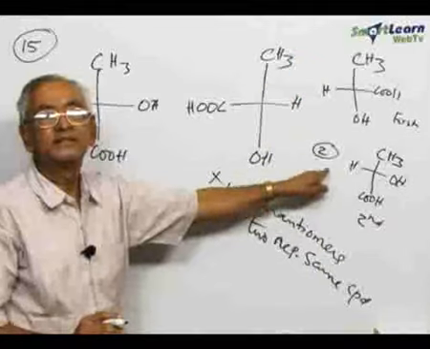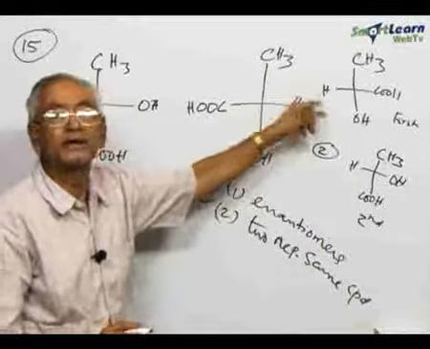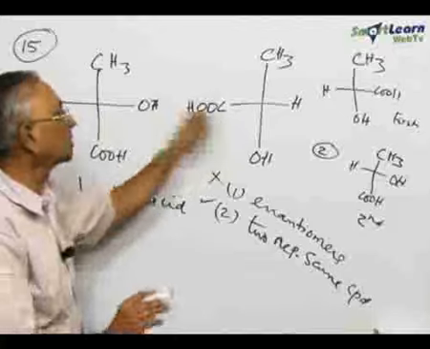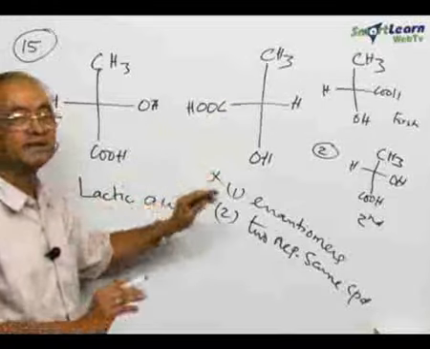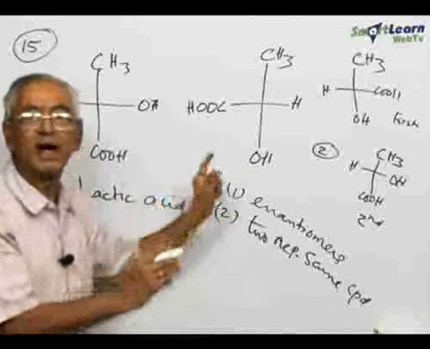Now in this case, after making two interchanges, we have got two structures which have become identical. Therefore, these are two different representations of the same compound.